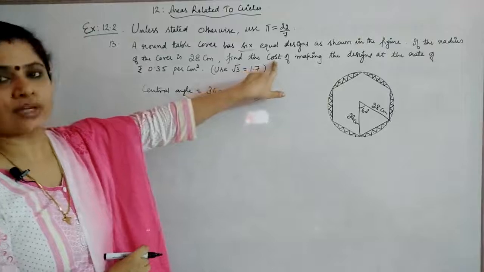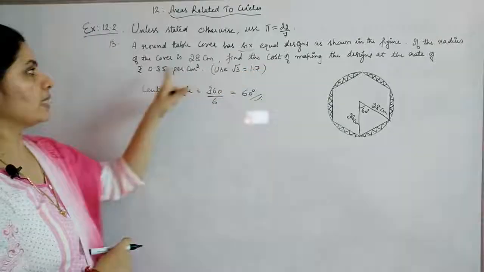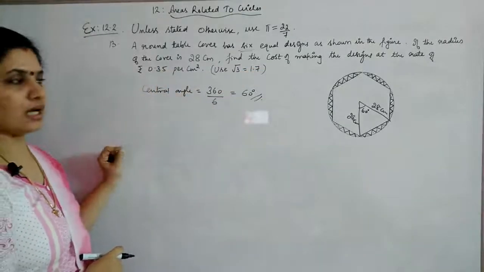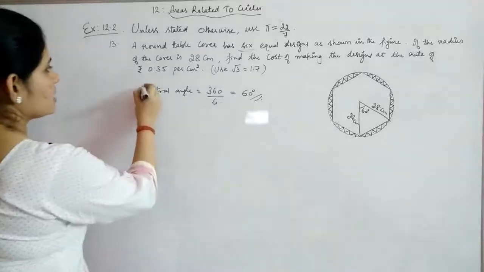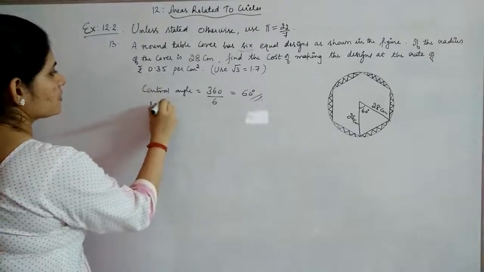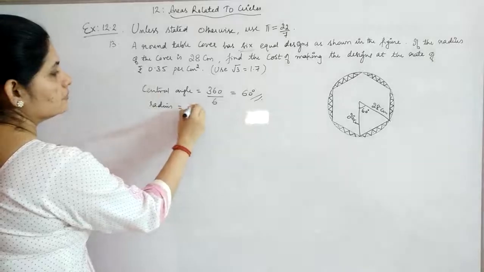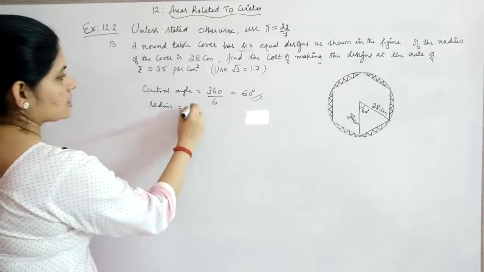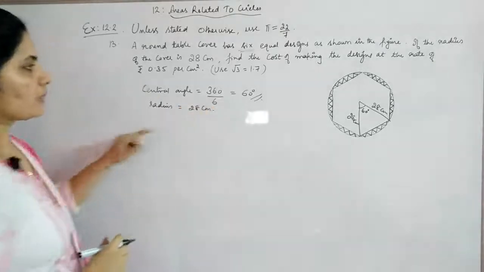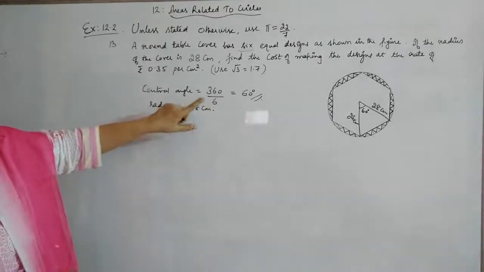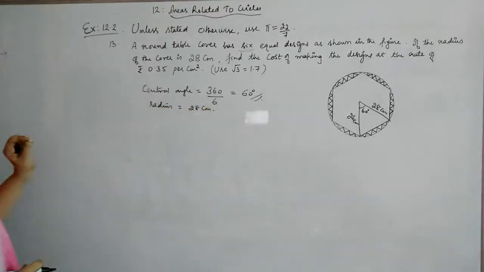And then in order to find out the cost, we will multiply this with that total area. Okay, so first let's start. Central angle you got, and radius is given to be 28 centimeters. Okay, this much is clear. Now we will go for, just see what is the area of the triangle. Actually, what type of triangle it is.